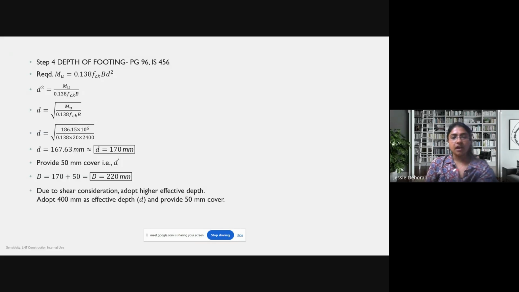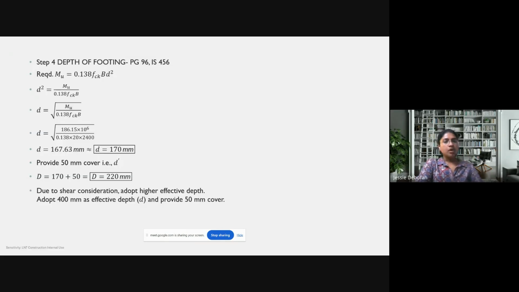Now we have to give a cover. Cover for a footing is always minimum 50, as per codal requirement. It can be 60, 70, 80, and so on, but for a footing, it has to be minimum 50 mm. So D is going to be 170 plus 50. That is going to be 220 mm, the depth of the footing.